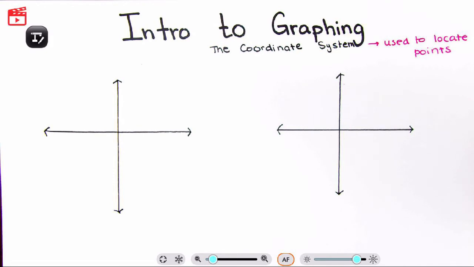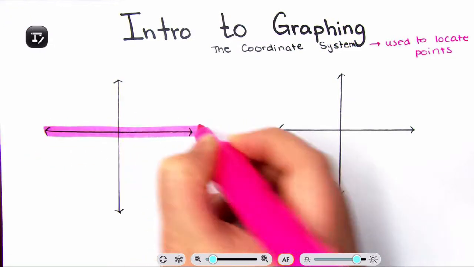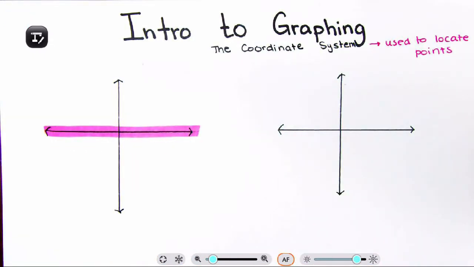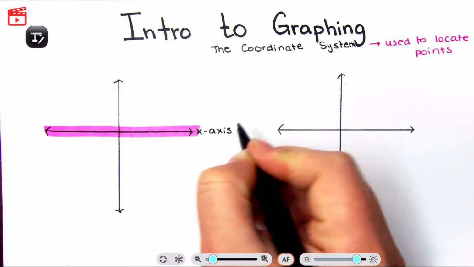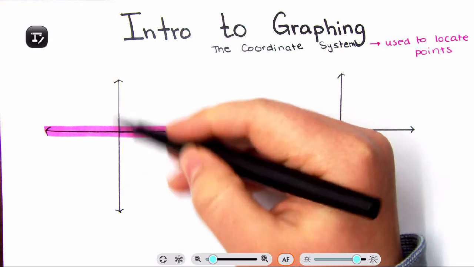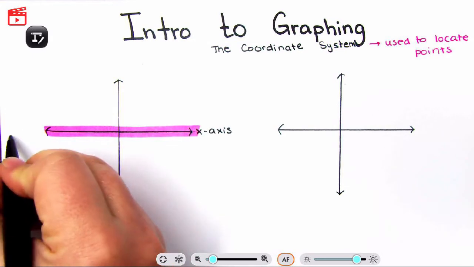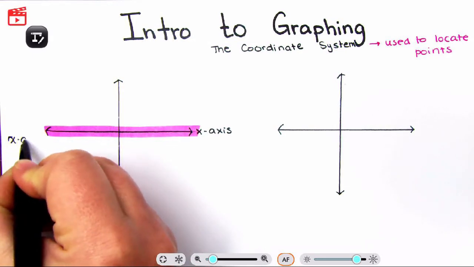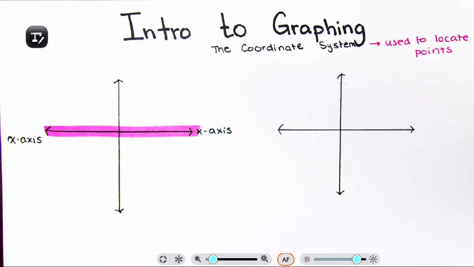The first one is the x-axis. The x-axis is a horizontal line on the plane. This is my x-axis. It is separated by this vertical, up and down line, so I have the x-axis on this side and the x-axis on this side. What's the difference between the right and the left? We'll do that in a little bit.